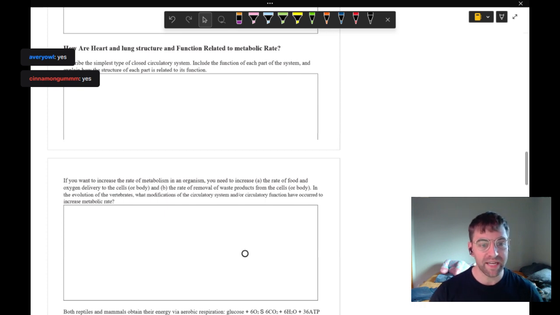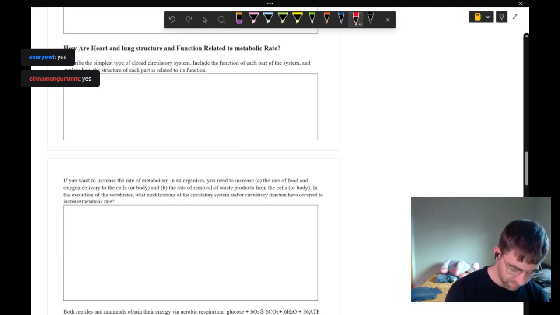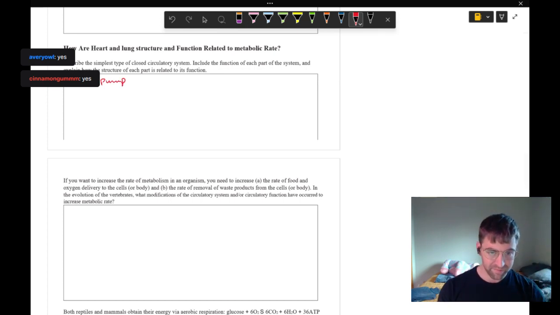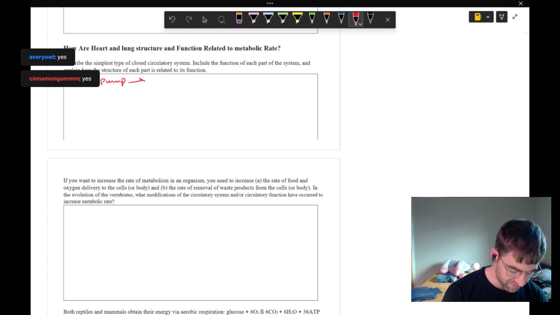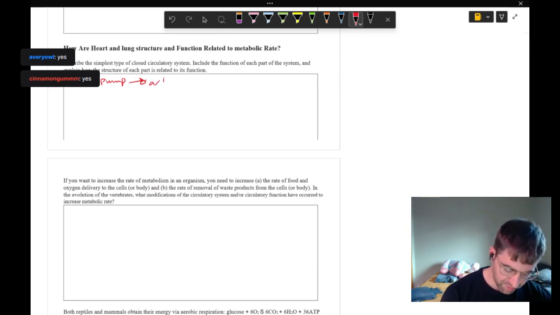All right, how are heart and lung structure and function related to metabolic rate? Describe the simplest type of closed circulatory system, include the function of each part of the system, and explain how the structure of each part is related to its function. We have our heart, which acts as a pump. It's very muscular, right? Pumps blood to arteries.